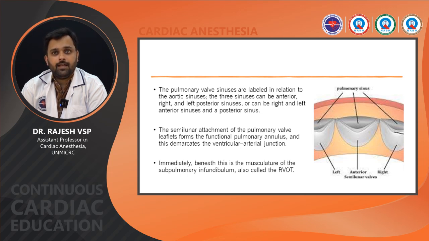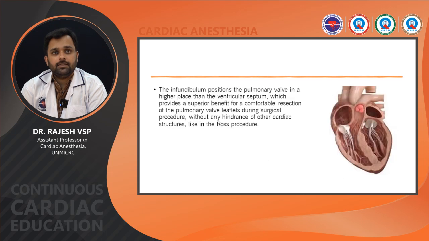As you can see in the picture, there are left and right pulmonary valve sinuses and anterior, corresponding to the left, right and anterior semilunar valves. The infundibulum positions the pulmonary valve in a higher place than the ventricular septum, which provides a superior benefit for a comfortable resection of the pulmonary valve leaflets during surgical procedures such as tetralogy of Fallot, without any hindrance of other cardiac structures, like in the Ross procedure also.